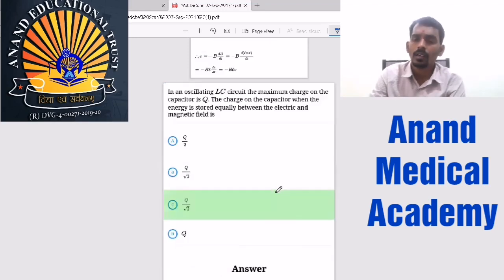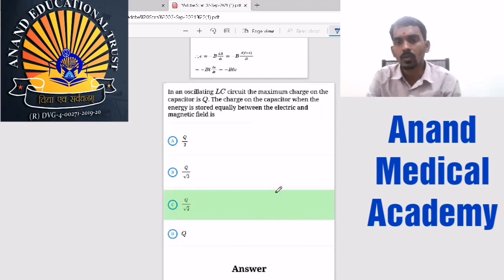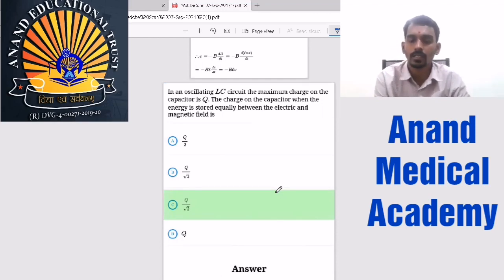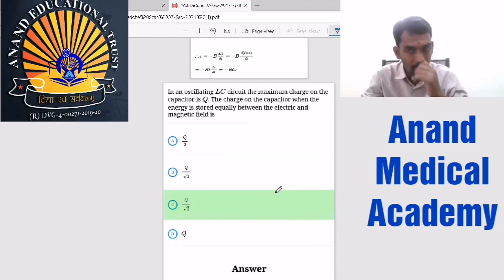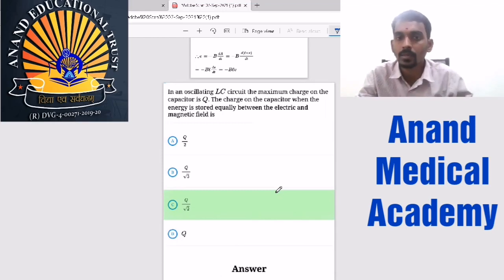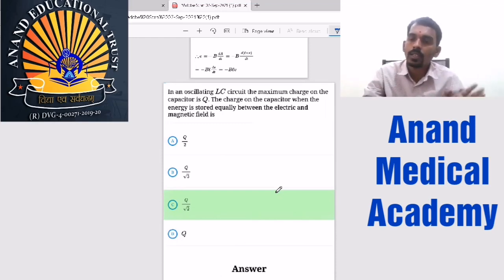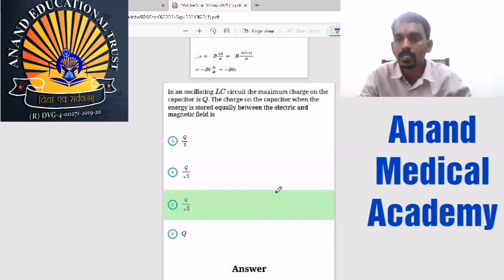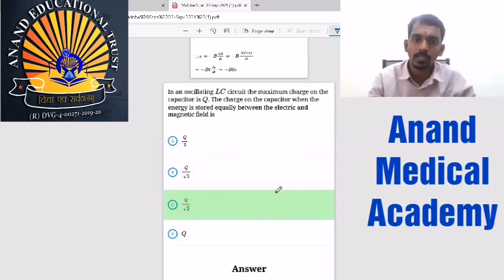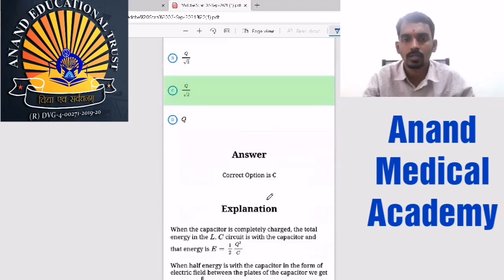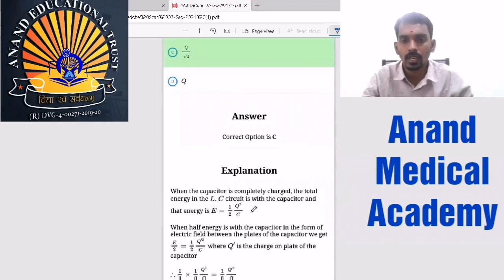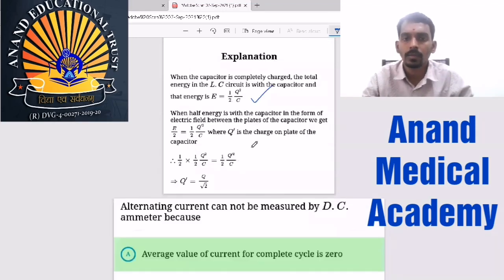Now, in recent times they are asking questions based on LC circuit oscillation. So please just try to remember the formula, like the maximum energy stored is half Q square by C. And the total energy will slowly convert into magnetic energy stored in the inductor, that is half L i square. So based on that, they used to ask the questions. So please try to see the electric energy and magnetic energy relation.